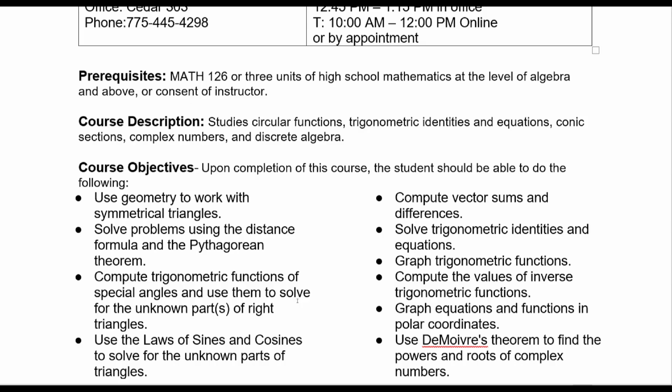So prerequisites: Math 126, or 3 units of high school mathematics at the level of algebra and above, or consider the instructor. Course description: studies circular functions, trigonometric identities and equations, conic sections, complex numbers, and discrete algebra.